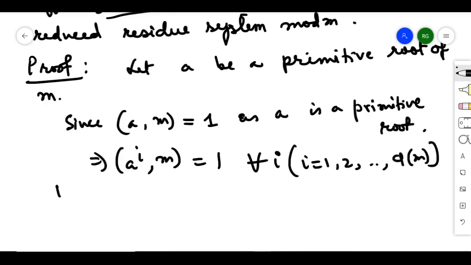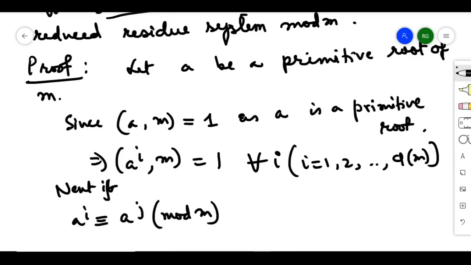Next, we have seen that every integer in that set is relatively prime to M. The first requirement for a set to be a reduced residue system is that every integer in the set must be relatively prime to M. So that is satisfied here. So the first condition is satisfied. Then the second condition was that any two of them must be incongruent mod M.